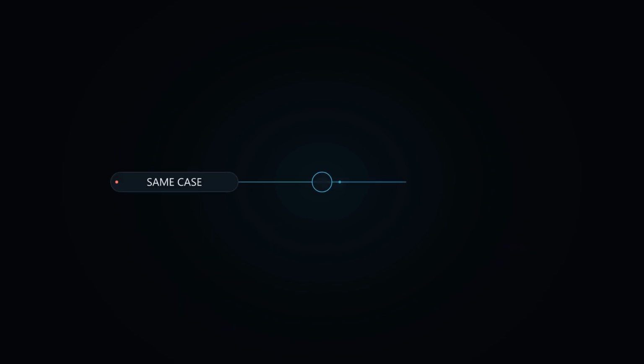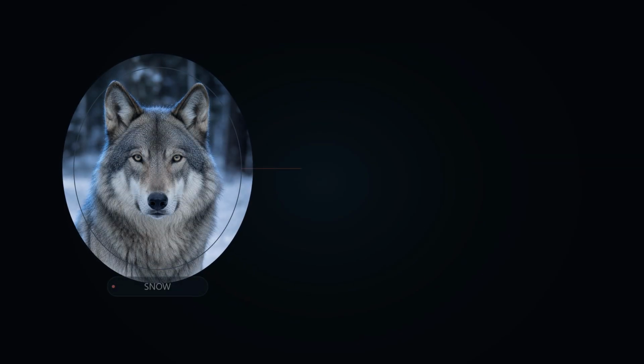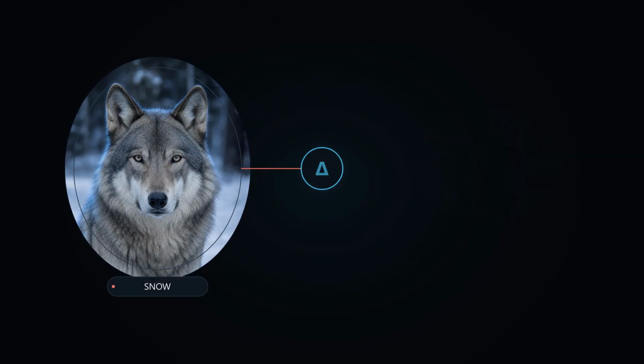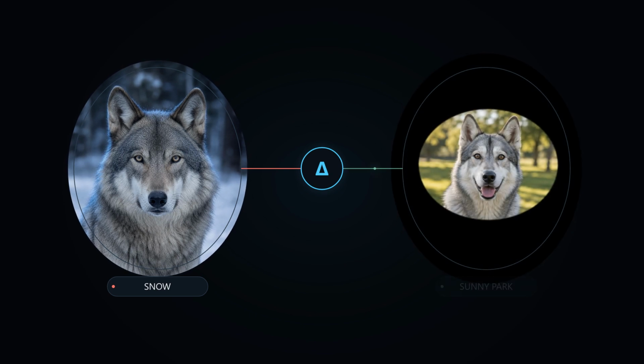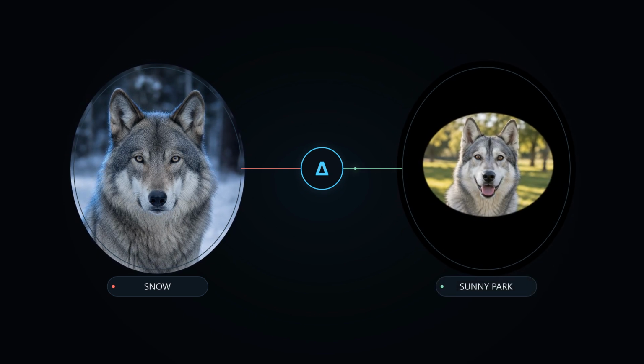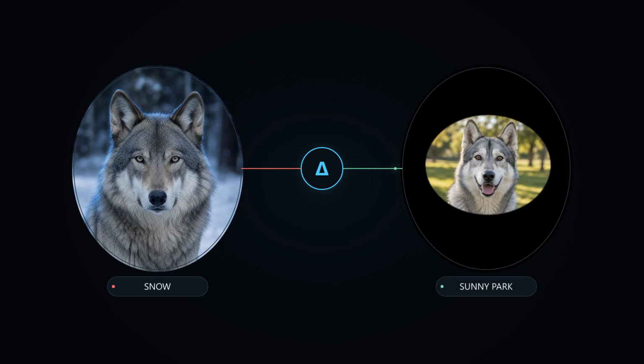This is called a counterfactual explanation. Counterfactual simply means imagine the same case, but with one carefully chosen difference. We keep the ears and the fur, but replace the snowy background with a sunny park. The strongest piston shrinks, the switch in the center flips, and the output changes from wolf to dog. One changed clue revealed a decision boundary.